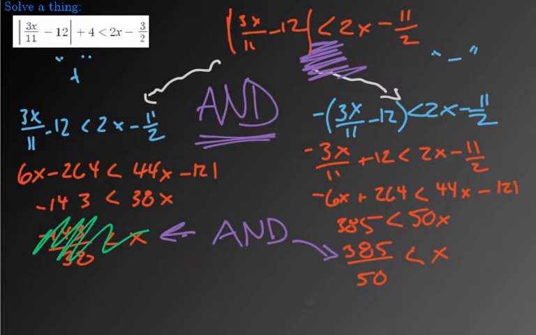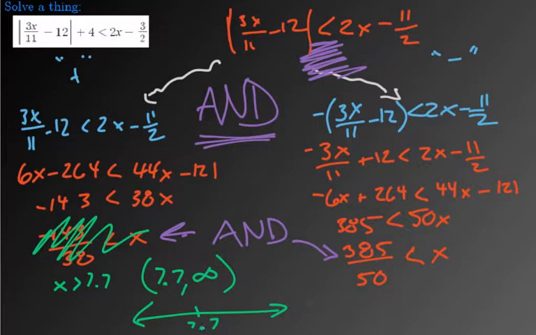So the way you could write the answer is either x is bigger than 7.7. You could do the interval notation thing, open parenthesis there, and then out to infinity, and then open parenthesis. You could draw it on a number line. You can go 7.7, open circle, and just shade to the right, like that.